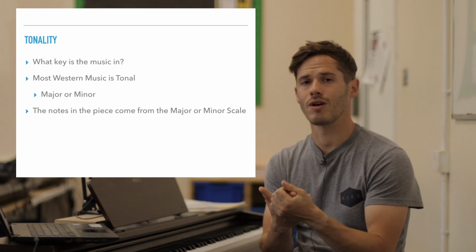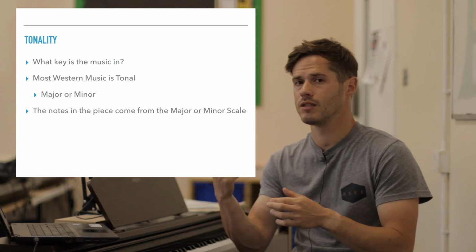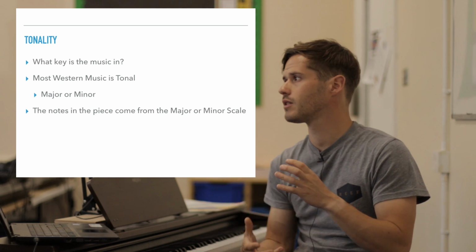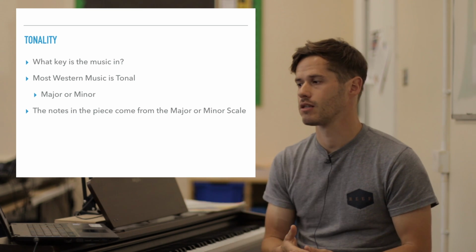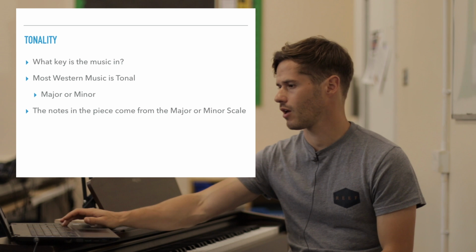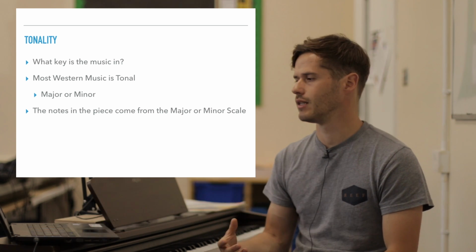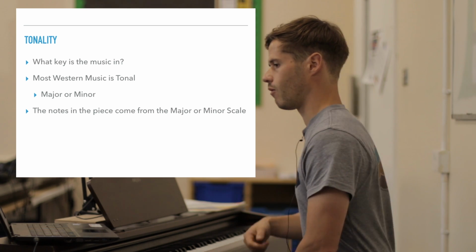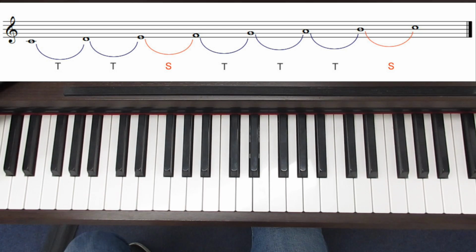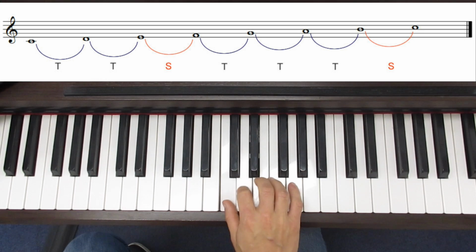So remember, tonality just means what set of notes, what scale a piece of music is based around. So let's have a look at some tonalities. So the major tonality, a major scale, we've got a C major scale here, and it sounds like this.